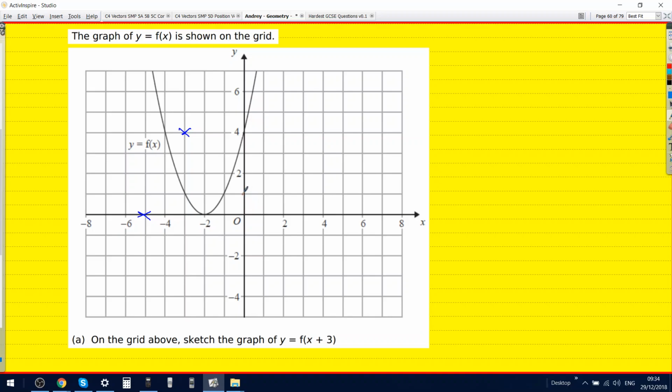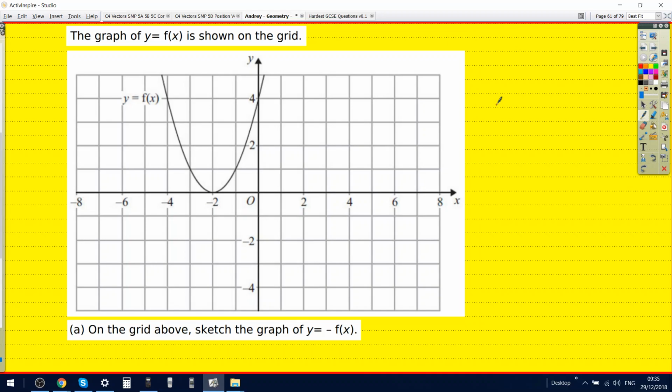-4, 4. Yeah. And then I think that's -7, 4. Yeah. That's good enough. And then do that. Okay. There we go. Fine. So with a curve, it's good to get 3 points. Okay, how about this one?